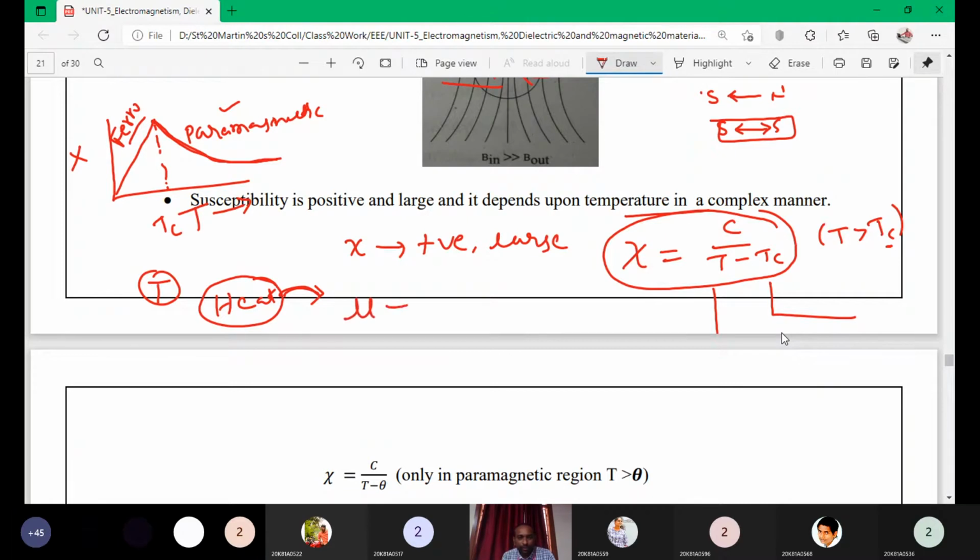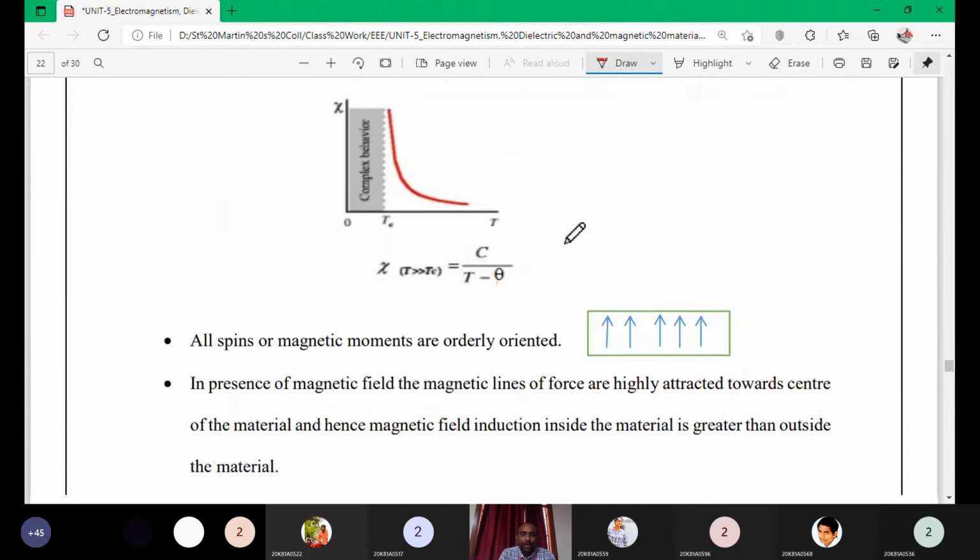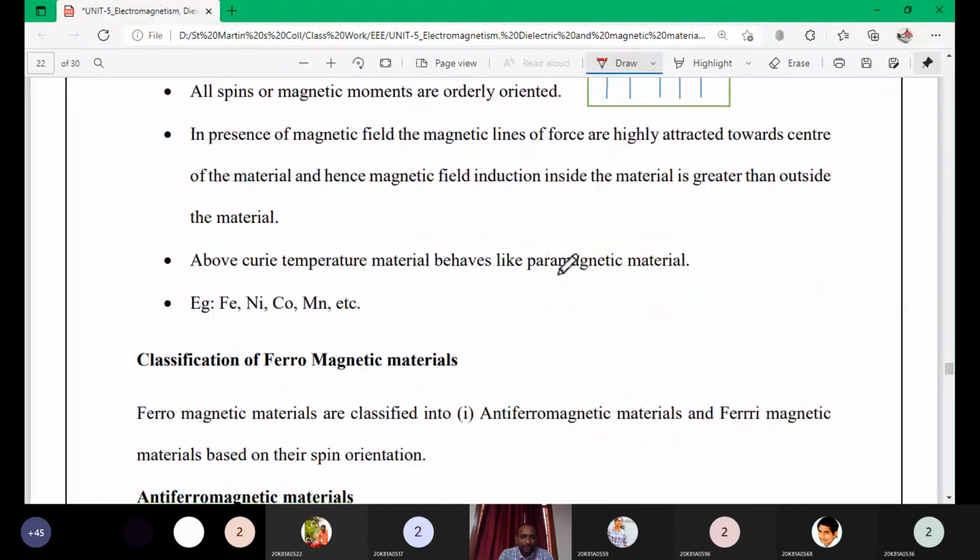Also, permeability is a positive and large value in the case of ferromagnetic material. Susceptibility is much greater than 1, and permeability is also much greater than 1 for ferromagnetic material. Next, we have discussed this, and you can write down the examples.